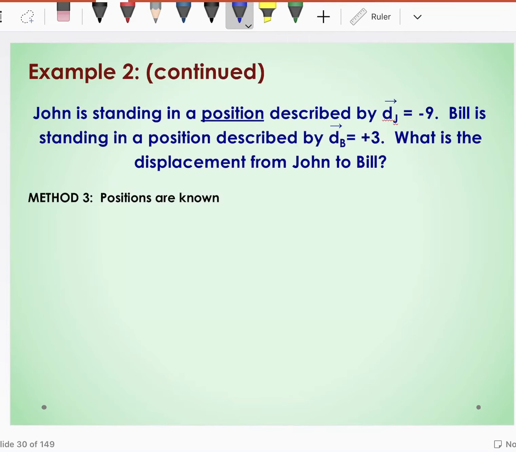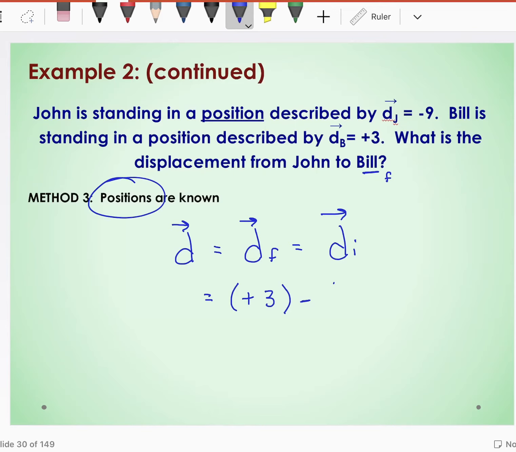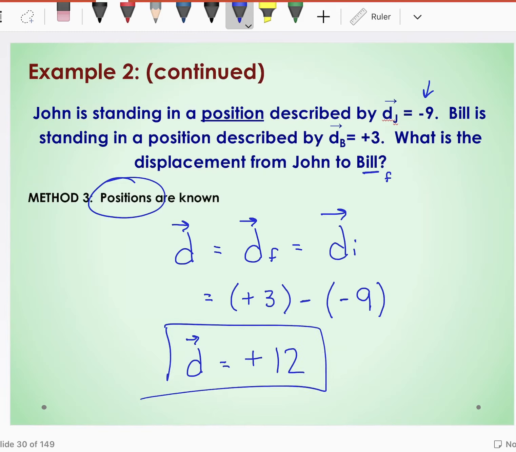Now let's see how we would calculate this. In this case, positions are known, so I can actually use the formula of final position minus initial position. As I just described, if we're going to Bill, Bill is the final position. So we write this as +3 minus -9. That negative is very important. Whenever you're subtracting a negative, you're really just adding. So we're at +12, the same result we got last time. That's a scenario where that formula can come in handy.